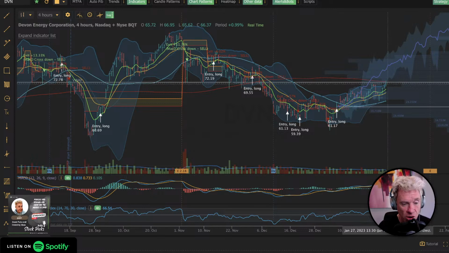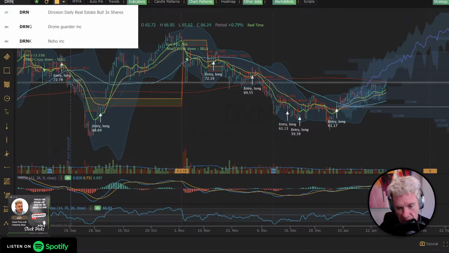Since it's a secondary cross-up and the RSI is at 66, if you want to get in on this one, I would just add smaller batches. You do have confirmation, so I would just add a small batch. Say you want to own $100 of this. Buy $20 of it today at 66. Your earnings are coming up February 14th. Again, kiss Devon. How much more romantic can you get?